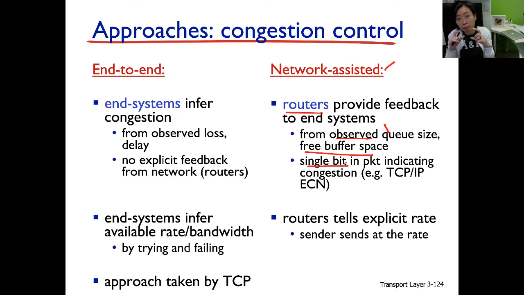So there are these special bits inside the packets. When these packets travel through a router, and the router is so busy, queue size is so big, or free buffer space is so small, these bits get turned on. And when the packets arrive at the receiver, receivers can check these bits and then inform the source of the packets.